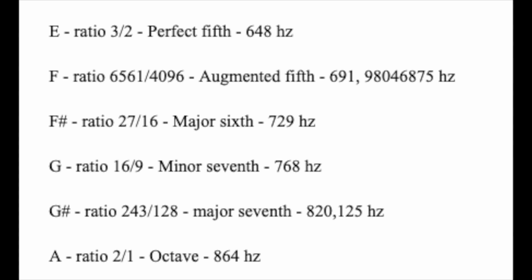Next one is F sharp. The ratio is 27 to 16. This is called a major sixth. And the frequency is 729 Hertz. Then we have the G. The ratio is 16 to 9. It's a minor seventh. And the frequency is 768 Hertz.